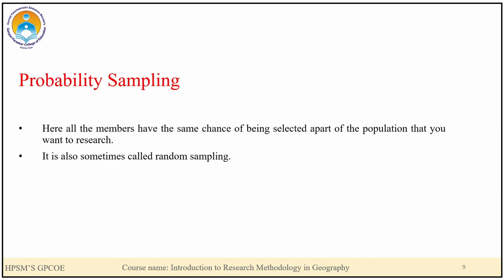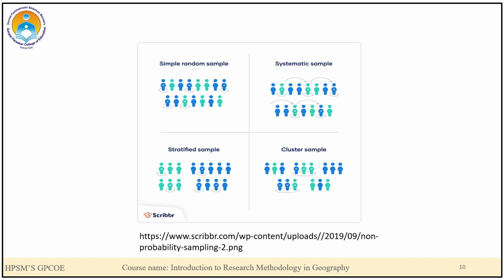Now, probability sampling. Here all the members have the same chance of being selected as part of the population that you want to research. It is also sometimes called random sampling. Now, simple random sample, systematic random sample, stratified sample and cluster sample. By looking at the chart you must have got a clear idea of what makes them different.